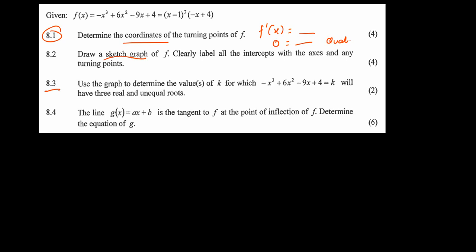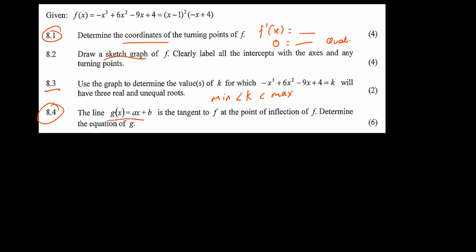Use the graph to get k, for which that will have 3 real and unequal roots. Guys, this one is quite simple because you simply say your k must be between the maximum and the minimum, greater than the minimum. So remember, once you get your intercept, your turning points, the y values are going to give you the minimum and the maximum.